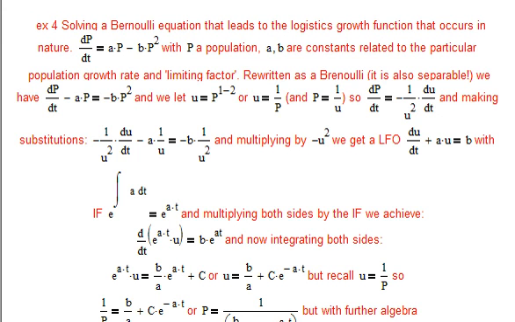Now we're going to look at a special type of Bernoulli equation, something that occurs in nature at some point or other. You may have seen what's called the logistic curve for population growth.